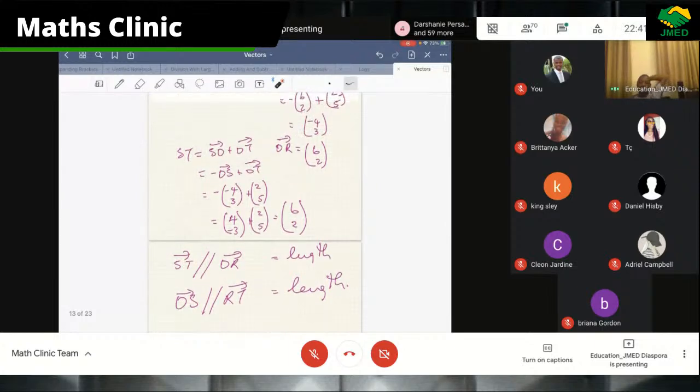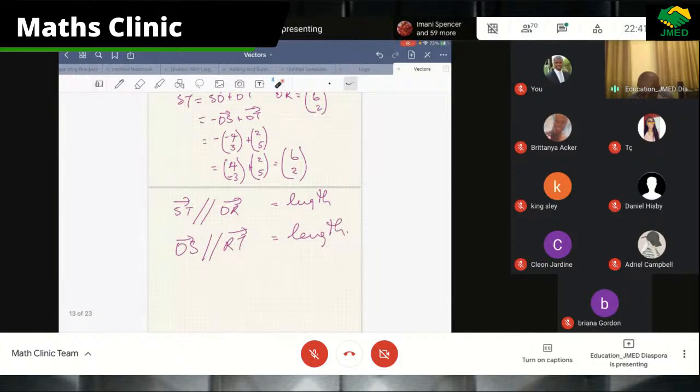Because remember, these two would have the same magnitude. So I need to also state that the magnitude of ST is equal to the magnitude of OR. And the magnitude of OS is equal to the magnitude of RT.